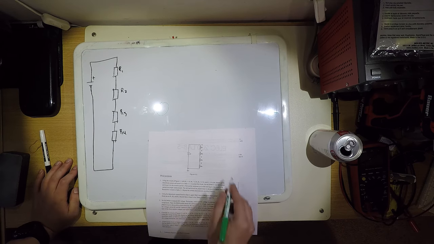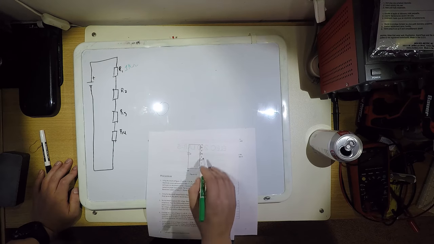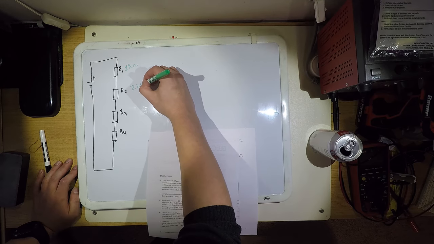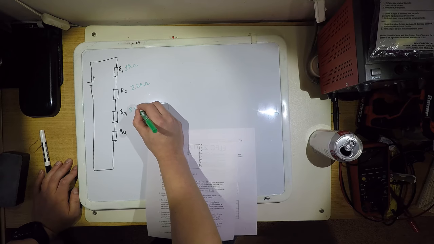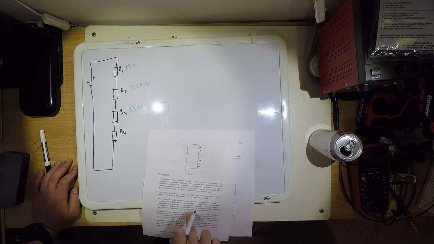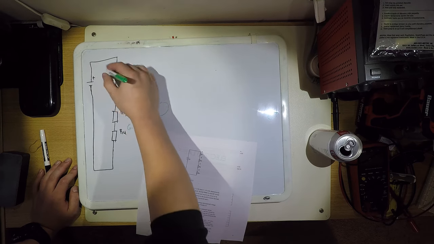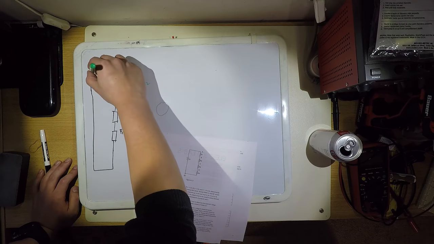Anyway, R1 is 1 kilo ohm, R2 is 2.2 kilo ohms, R3 is 3.3 kilo ohms, and finally R4 is 6.8 kilo ohms, as well as this over here is what, 20 volts? 20 volts.